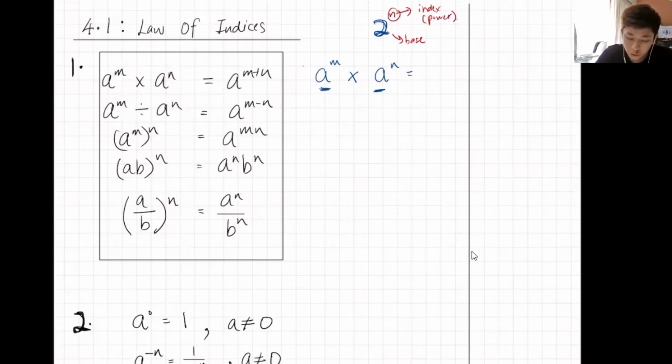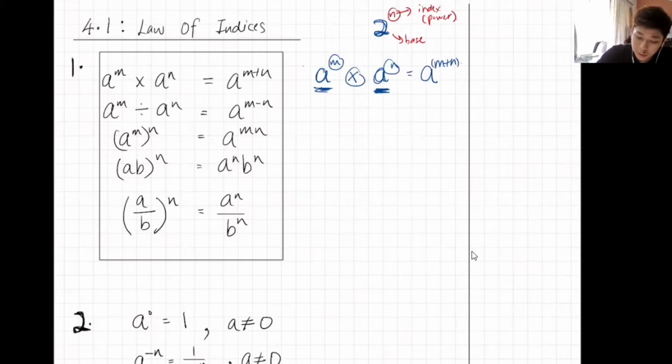Okay, so I move on. It says that when you have two same bases, and don't forget the base is just a number, if this is an a, this must be an a, and you are multiplying them with different powers or same powers, it doesn't matter, the answer will result in the same base to the power of m plus n. The whole thing is the power of a.